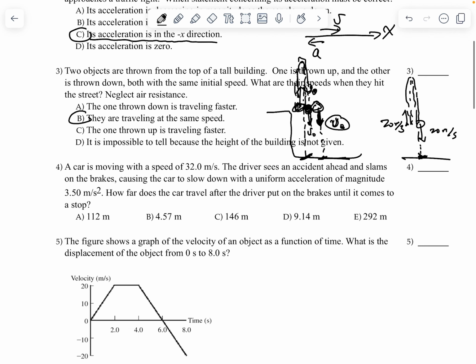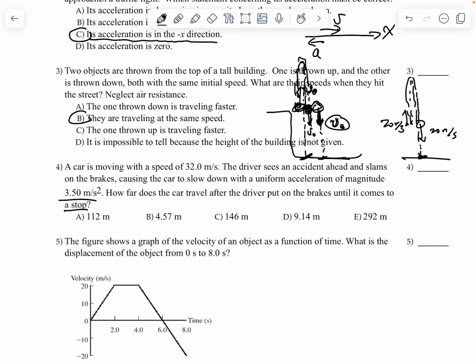4. A car is moving with a speed of 32 meters per second. The driver sees an accident ahead and slams on the brake, causing the car to slow down with a uniform acceleration of this magnitude. How far does the car travel after the driver puts on the brake until it comes to a stop?